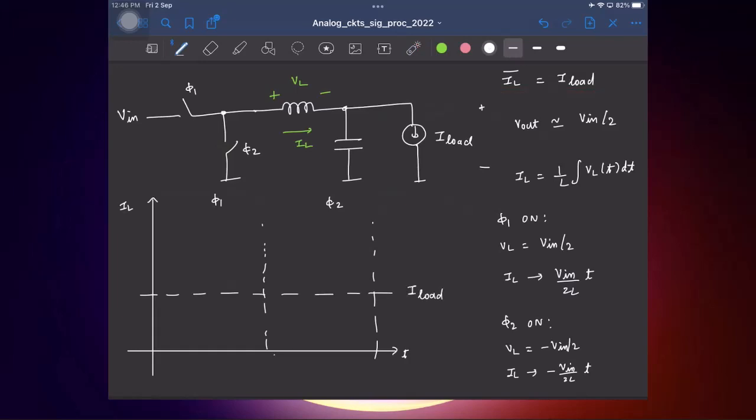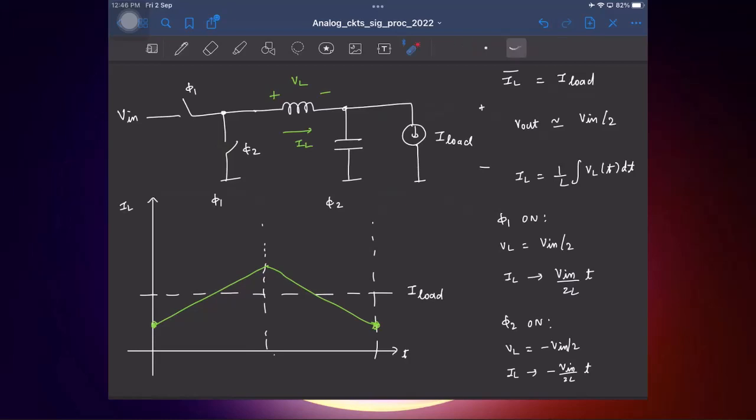During phi 1, the current ramps up. So it does something like this. And when phi 2 is on, the current ramps down. Right? So these two values will be equal. Okay. Fine. Now this is the inductor current.